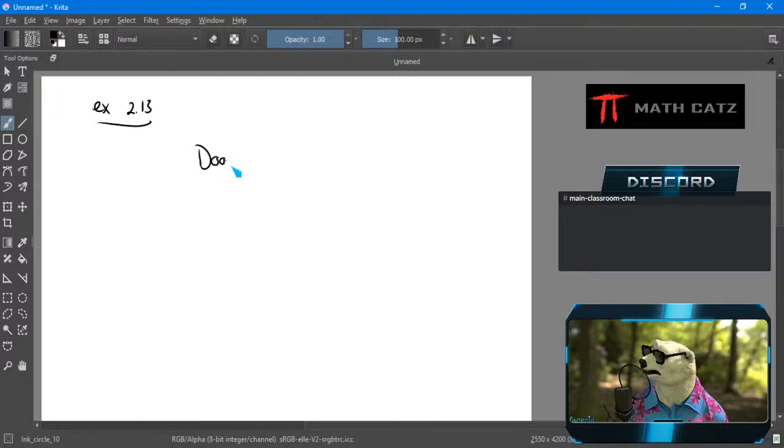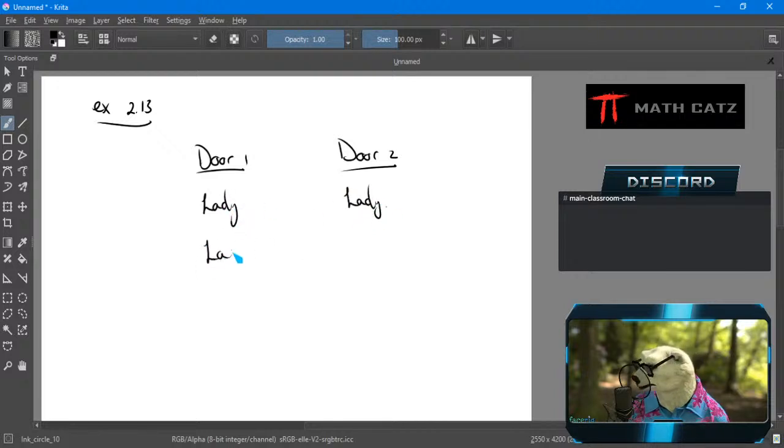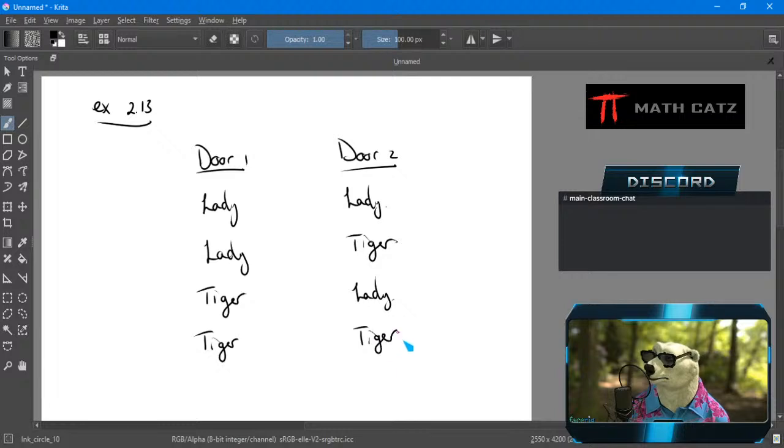So, in the two-door situation, I know I only have four different possible scenarios. Best case is lady, lady, and we've seen these before now. Then I could have a mix of a lady and a tiger one way or the other way, or I can have the worst case of two tigers, but at least I would know. All right, so my approach doesn't change, just the detail is a little bit more confusing.